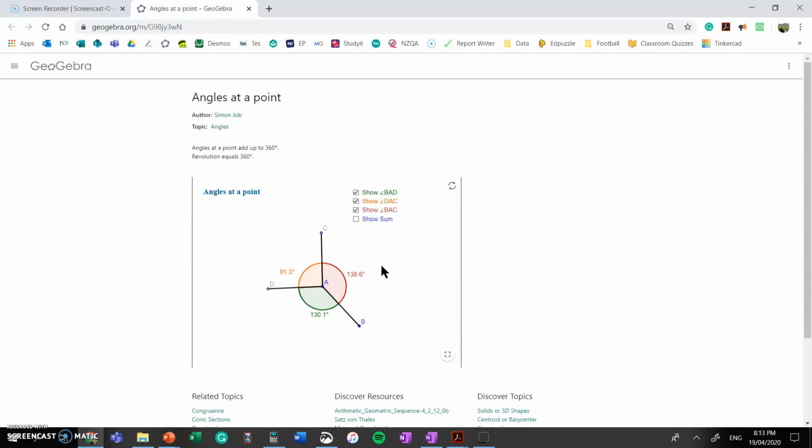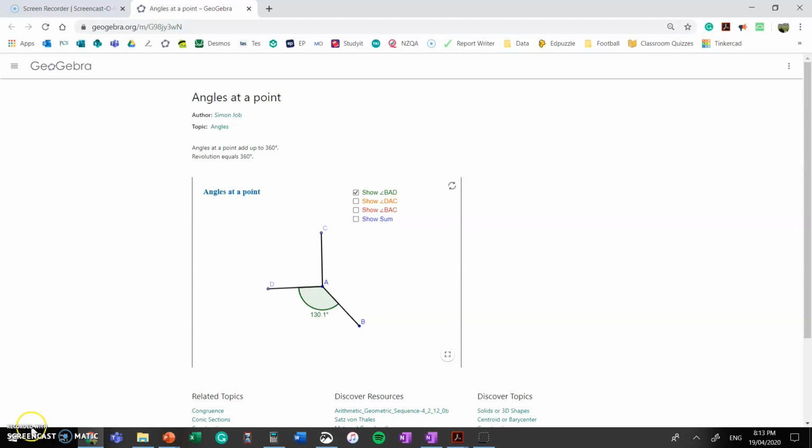So if you want to have a play around with that, the link will be on the lesson page and also on the content library. Have a go at it, and you can try out some numbers and see if you can work them out as well. Obviously, if we don't know 2 of the angles, you can't work that out.